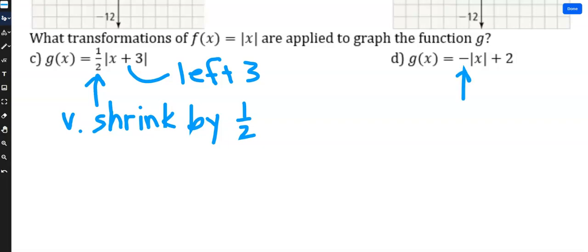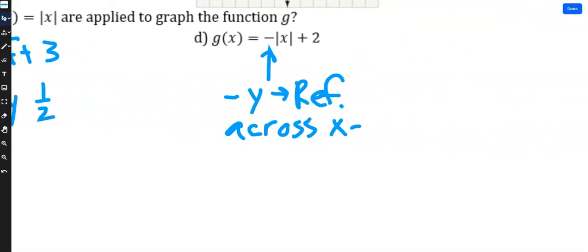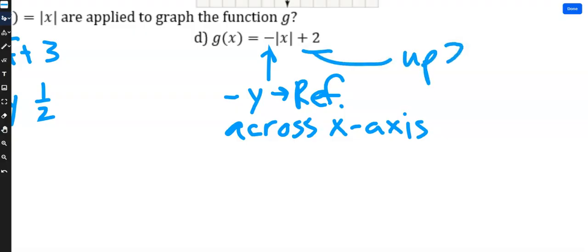This is on the outside, so that's a negative y. That's a negative 1 times y. So that means we're doing a reflection across the x-axis. This is on the outside, which matches our common sense, so that is shifted up 2. So those are the kinds of descriptions I want to see. A reflection across the x-axis and up 2 for that one.